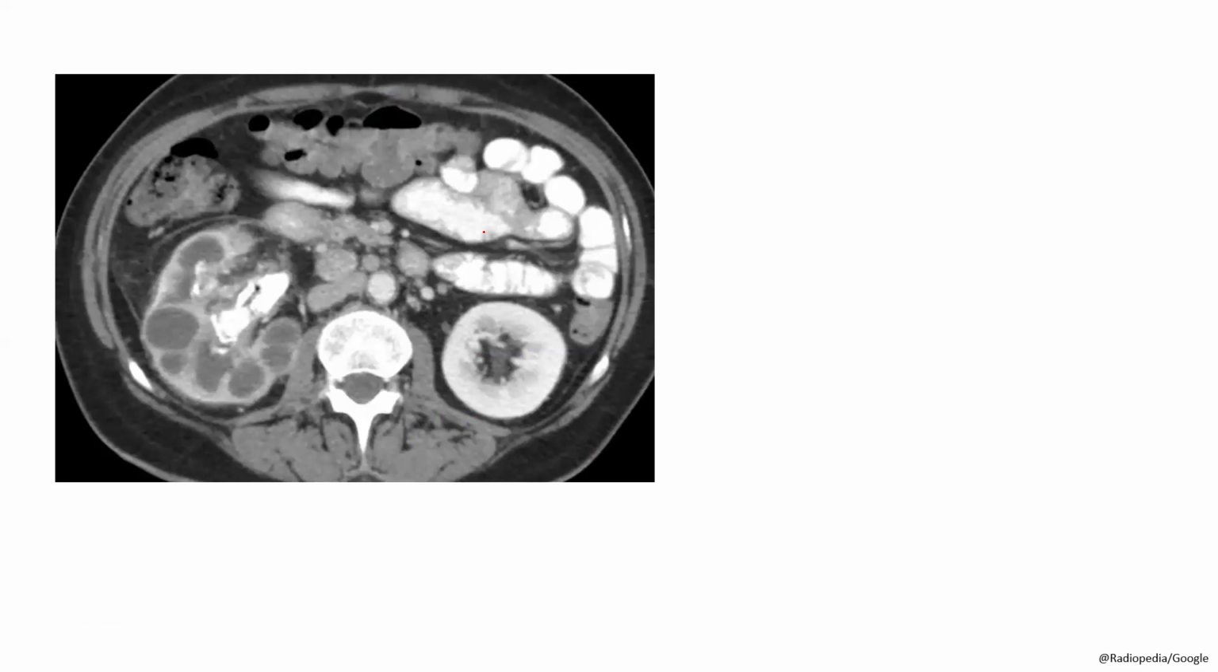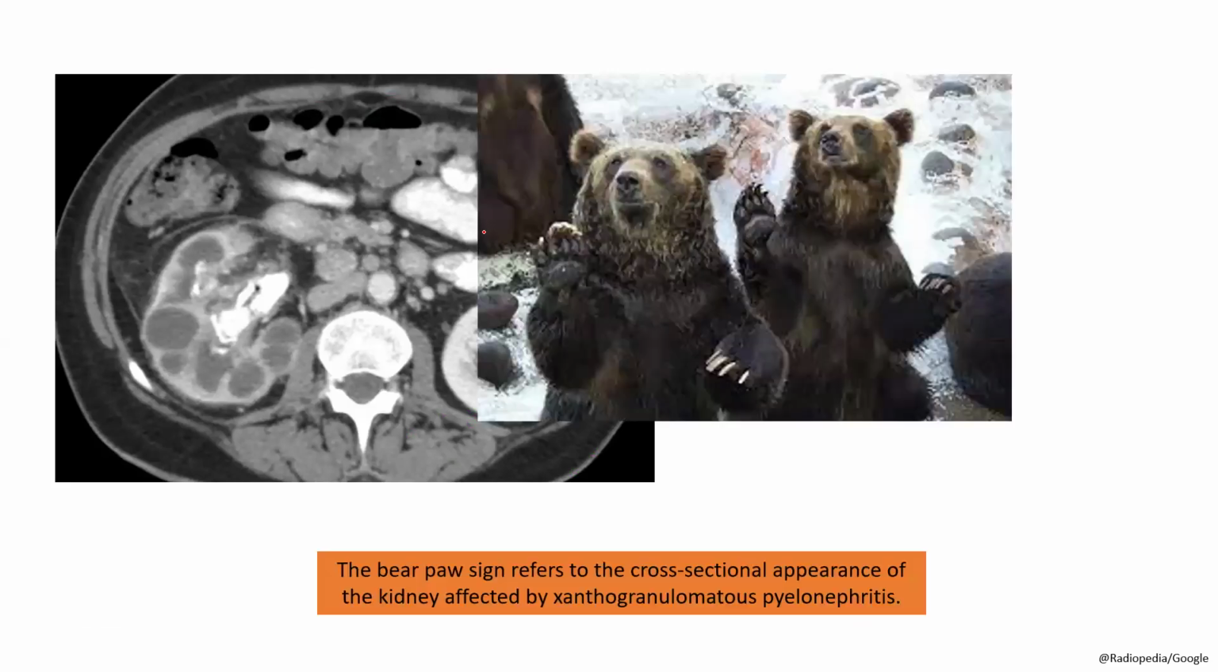What is this sign? This is bear paw sign, which is the cross-sectional appearance of kidney affected by xanthogranulomatous pyelonephritis. There is presence of calcification in the renal pelvis, and the renal sinus calyces are dilated and hypodense, giving a characteristic bear paw sign.